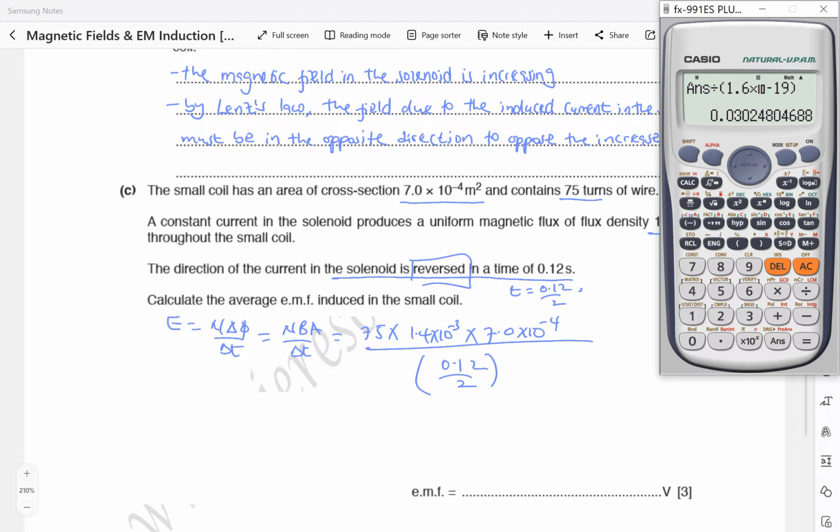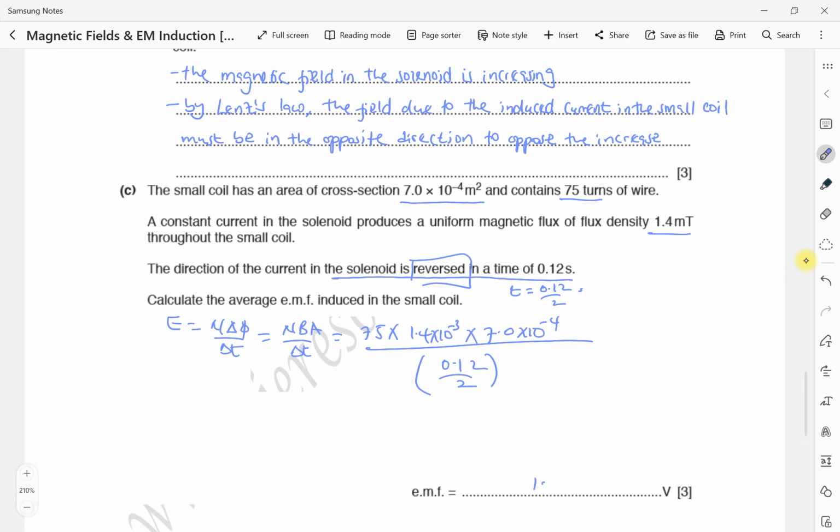So from our calculator, I'll just say 75 times 1.4 exponent minus 3 times 7 exponent minus 4 times 2 divided by 0.12. So that is 1.225 times 10 to the power of minus 3, or approximately 1.2 times 10 to the power of minus 3. So this is 1.2 times 10 to the power of minus 3.